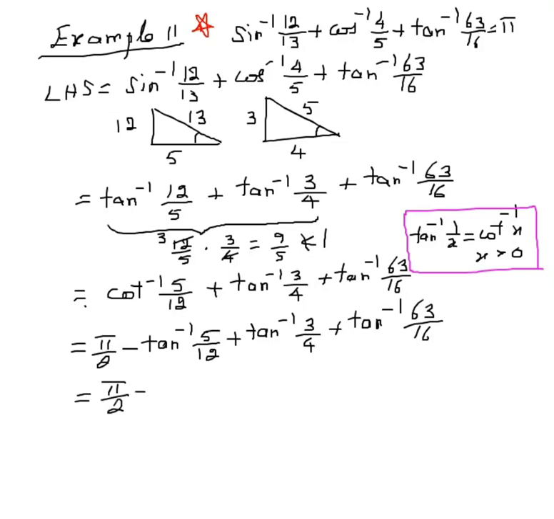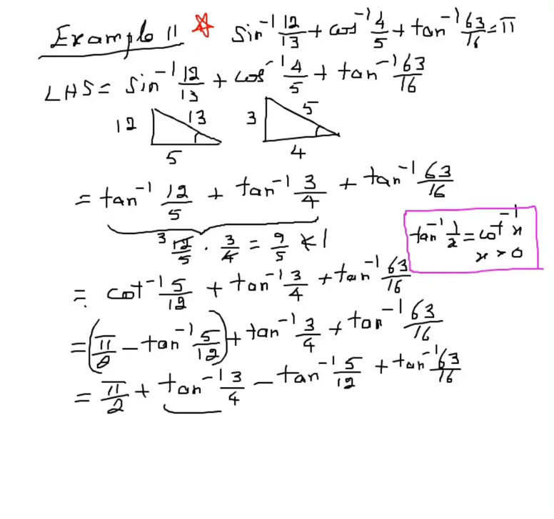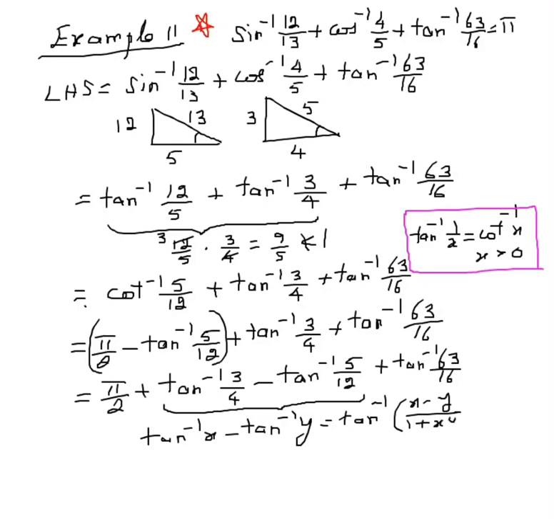Pi by 2 minus tan inverse of 3 by 4 minus tan inverse of 5 by 12. In the previous step, we have used the tan inverse of x plus tan inverse of y is equal to pi by 2 formula. Now for these two terms, we will use the tan inverse of x minus tan inverse of y formula, which is tan inverse of x minus y by 1 plus xy, and the condition for this formula is xy greater than minus 1. And x is 3 divided by 4, y is 5 divided by 12, and of course it is greater than minus 1, so the formula is applicable.